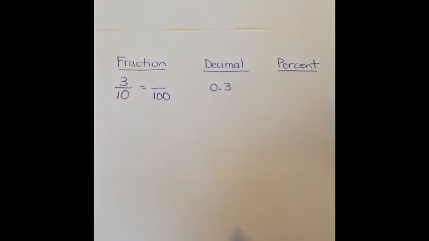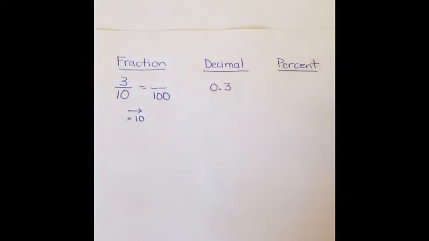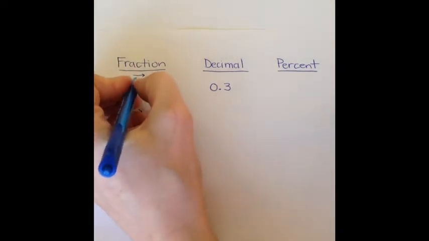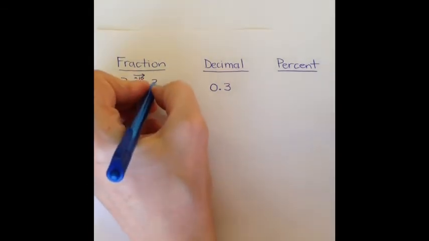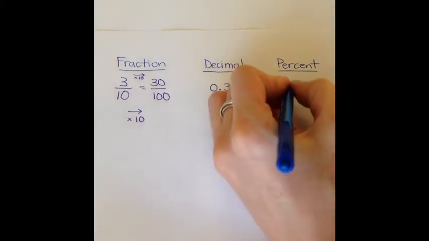To get from 10 to 100, I have to multiply by 10. So same thing to the numerator to keep it equivalent. 3 times 10 is 30. So I have 30 hundredths as a fraction, and as a percent, that would be 30%.